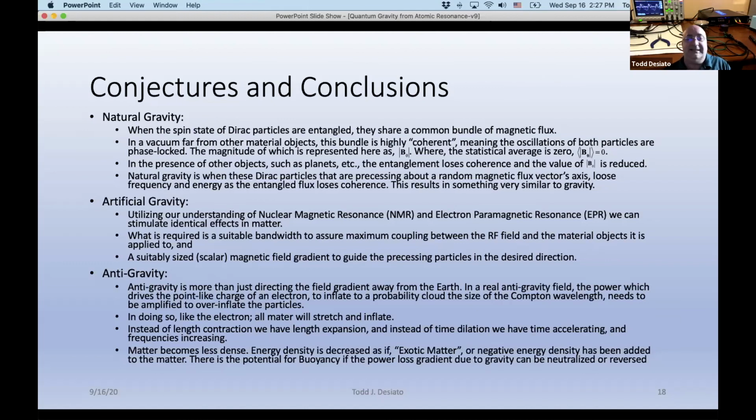Matter becomes less dense. The energy density of the matter is decreased, as if exotic matter, negative energy density, has been added to it. So you follow me? If the volume increases faster than the energy being put in, then the density goes down, which is the same as adding a negative energy density to it. So this is the nature of exotic matter in this instance. And there's even a potential for buoyancy if the power loss gradient due to gravity can be neutralized or reversed.